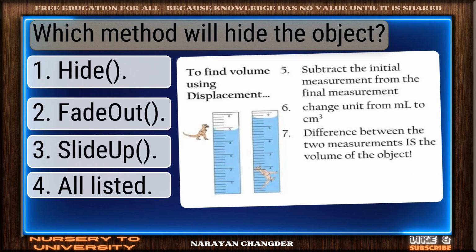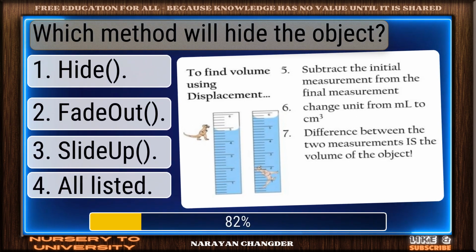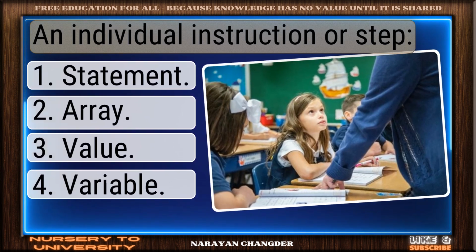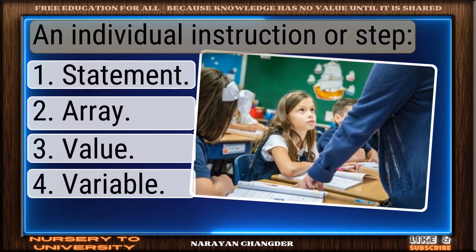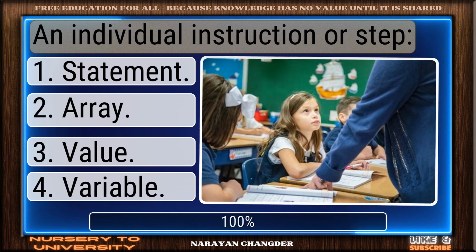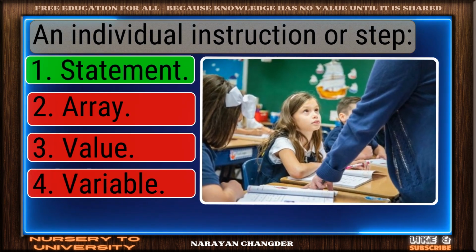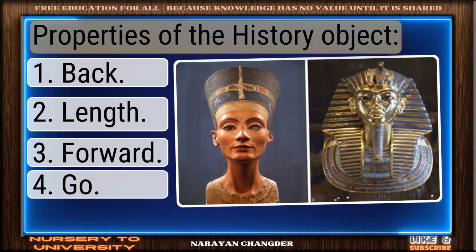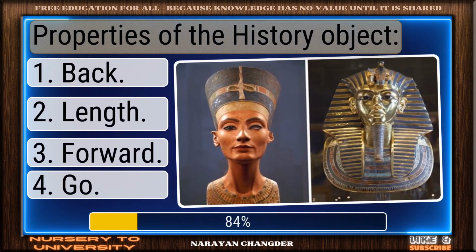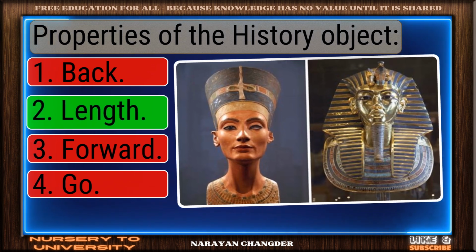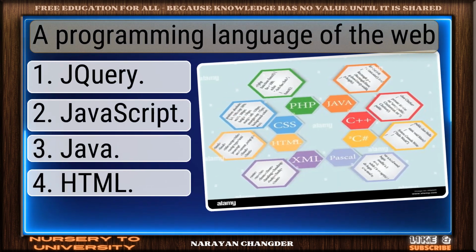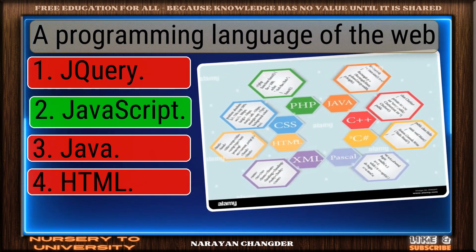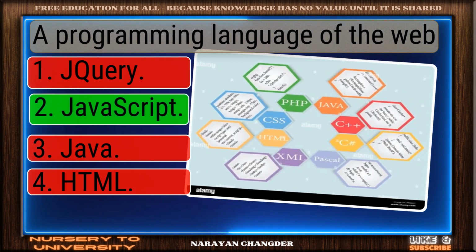Which method will hide the object? Perfect. All listed is the correct choice. An individual instruction or step. Good job. Your answer, statement, works well here. Properties of the history object. Excellent choice. Length is the right answer. A programming language of the web. Nice work. You chose JavaScript and it is correct.